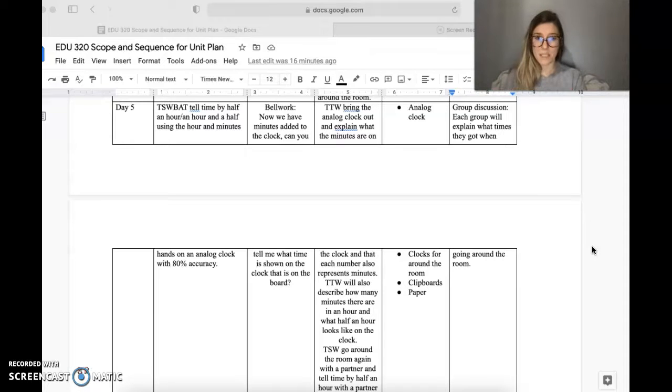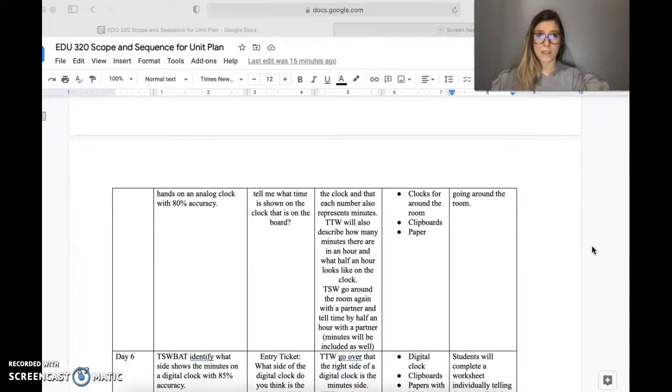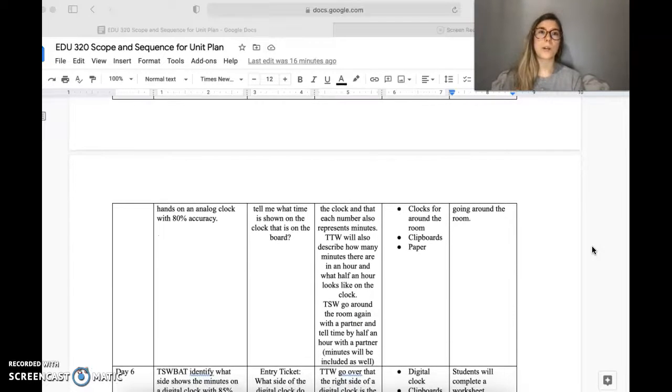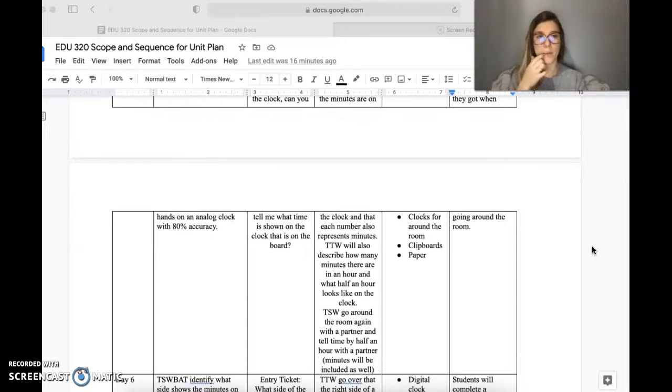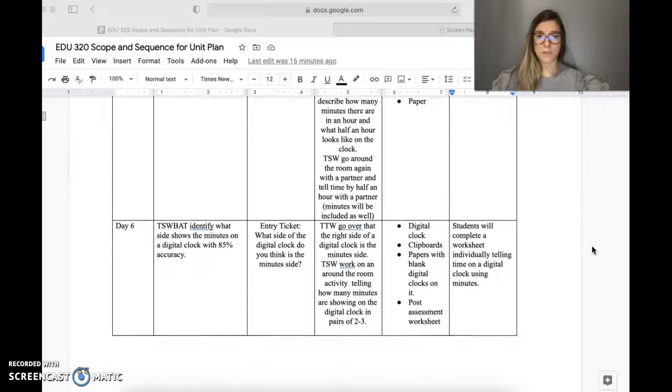And we work with minutes this time, and if they haven't already, they can label their clocks, the minutes on their clock, and explain that each number again also represents a minute by 5s. The teacher will also describe how many minutes there are in an hour, that way they know. And again, the students will work on an around the room activity with different partners, and then they will share the times that they got minute-wise at the end of class.